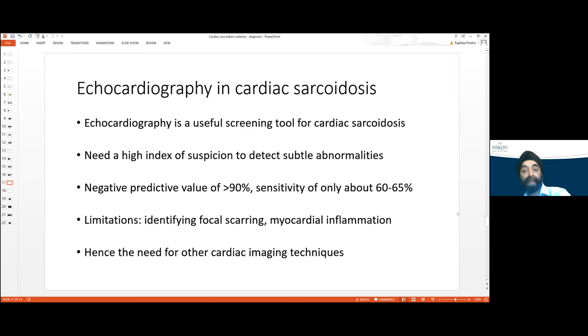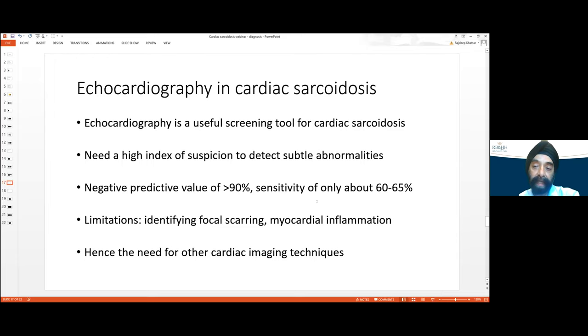So echocardiography is a useful screening tool for cardiac sarcoidosis. We have to have a high index of suspicion to detect more subtle abnormalities. And I haven't really shown you the more subtle abnormalities, I've shown you the more obvious ones. An entirely normal echocardiogram has a negative predictive value of greater than 90%. That means that out of 100 patients who have an echo for suspected cardiac sarcoidosis, 90 of those 100 patients will end up not having cardiac involvement with sarcoidosis.